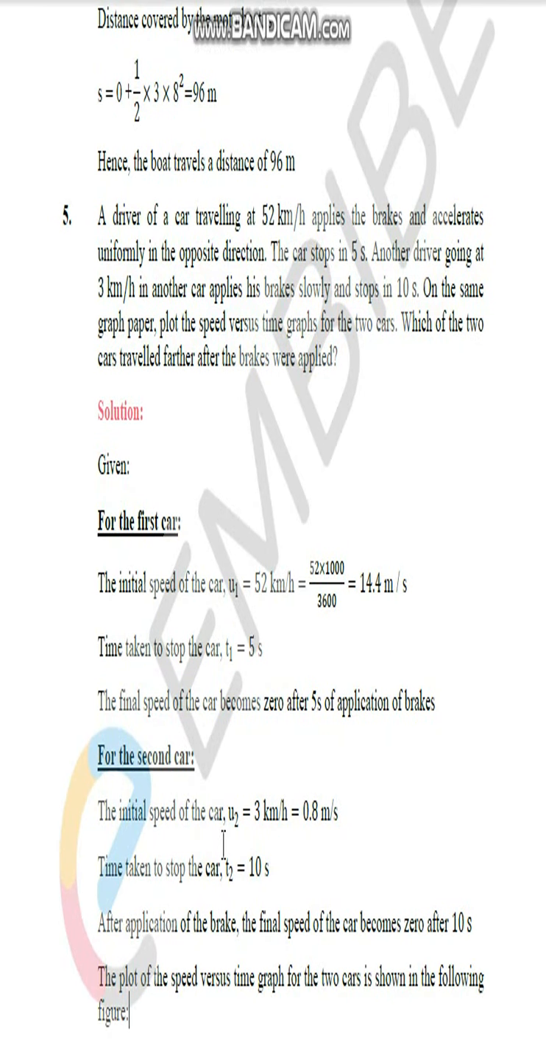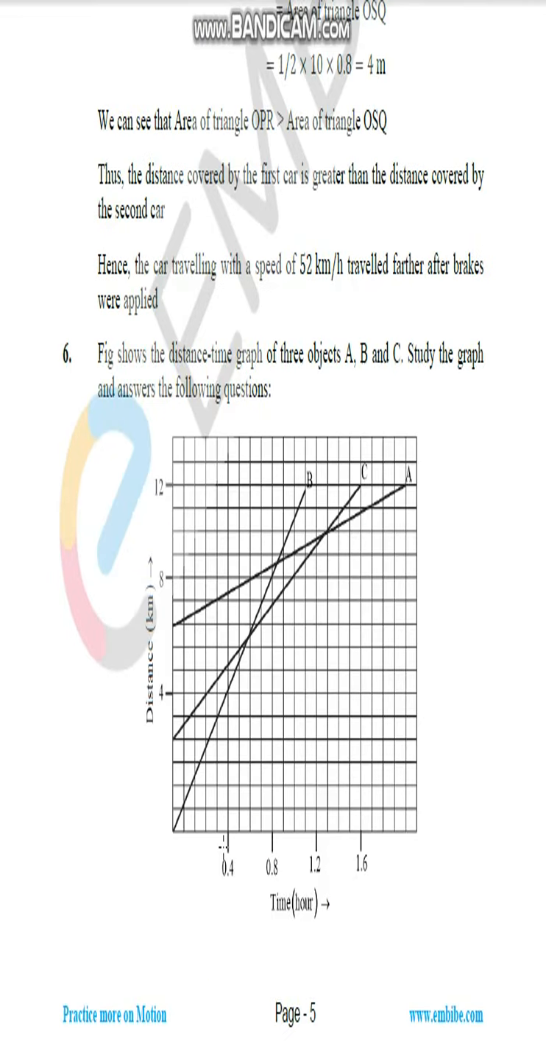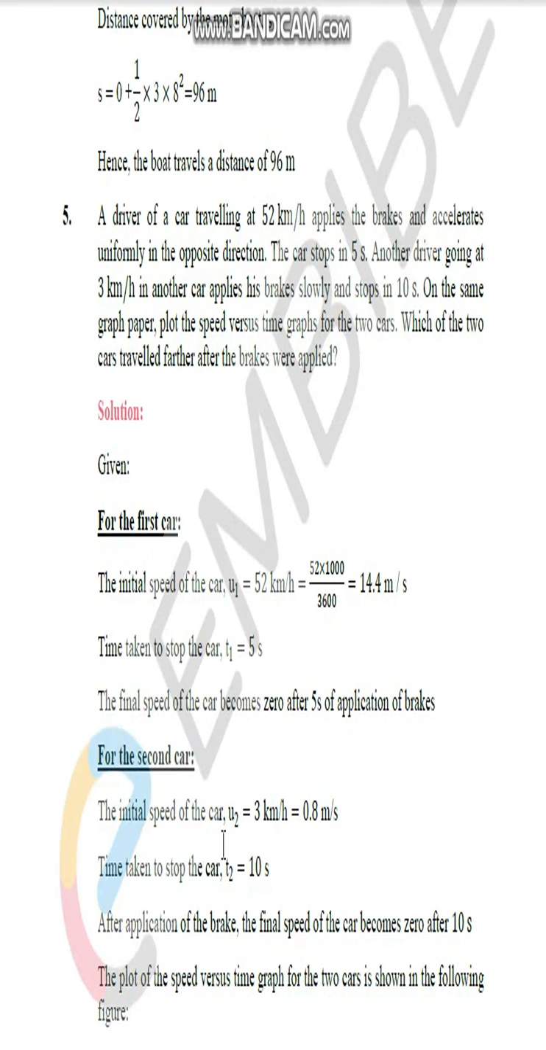We have to show the speed versus time graph for both the cars. For the first car, the initial speed is 52 kilometers per hour. If I convert this into meter per second, kilometer is 1000 meter, and 1 hour has 3600 seconds. That's why 52 into 1000 upon 3600, and time taken is 5 seconds. The final speed of the car becomes 0 after applying the brake for 5 seconds. For the second car, the initial speed is 3 km per hour, and the time to stop the car is 10 seconds.